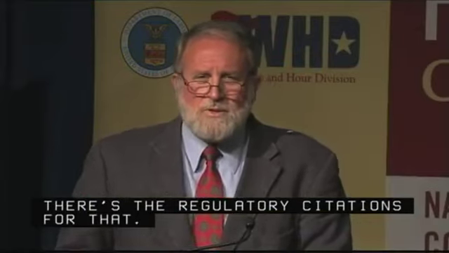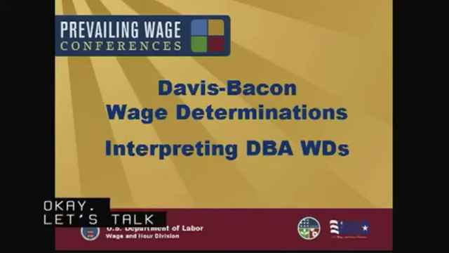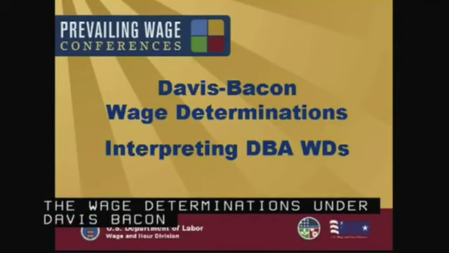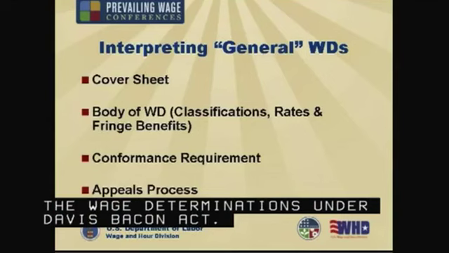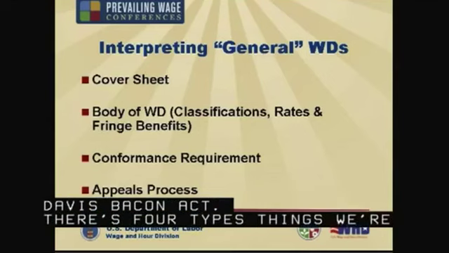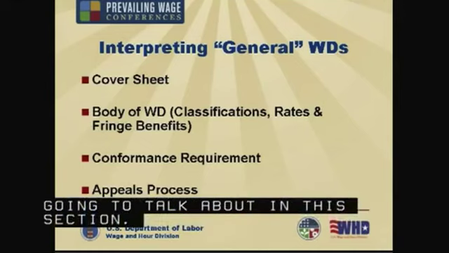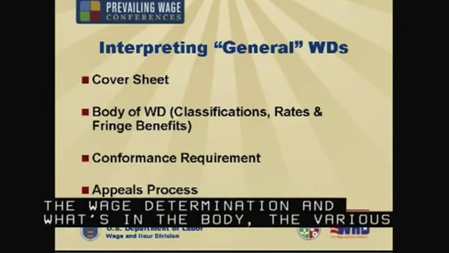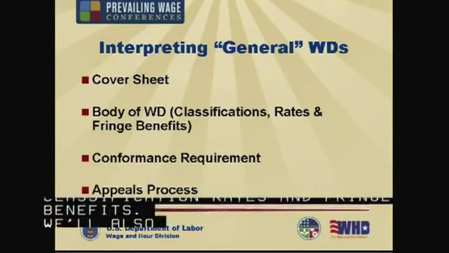Okay, let's talk about interpreting the wage determinations under the Davis-Bacon Act. There are four things we're going to talk about in this section. We're going to talk about the cover sheet of the wage determination and what's in the body, the various classification rates and fringe benefits. We'll also talk about conformance requirements and the appeals process.